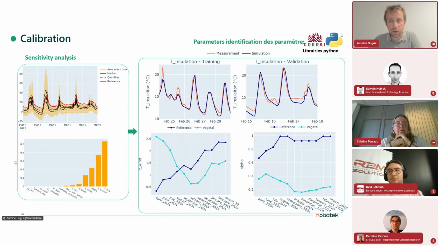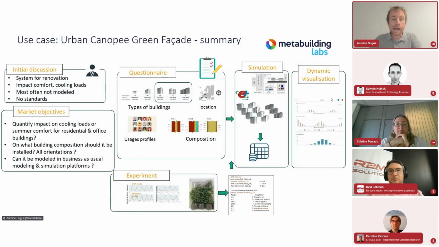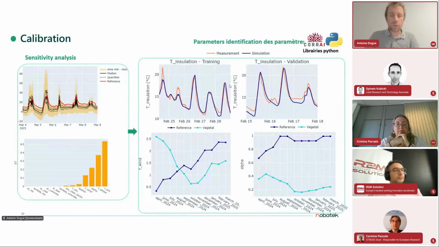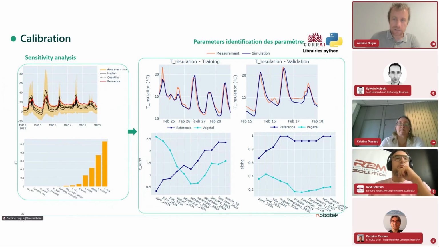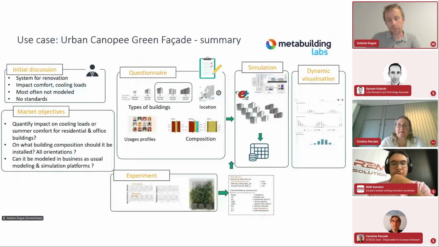This is something that is done in what we call the Corai library, which is an open source library that you can easily find on GitHub. And so we are back to this stuff, so we have this model. We have a model which is nice, but what can we do with this model? I mean, it's nice for the thermal engineer and so on, but it's not really useful for the client who came with a question which was, will it impact the cooling loads?